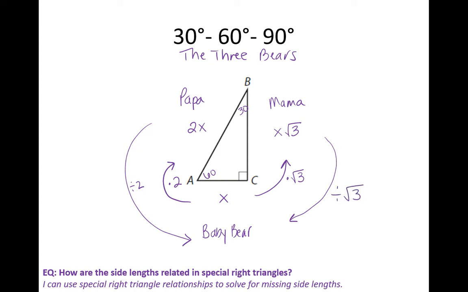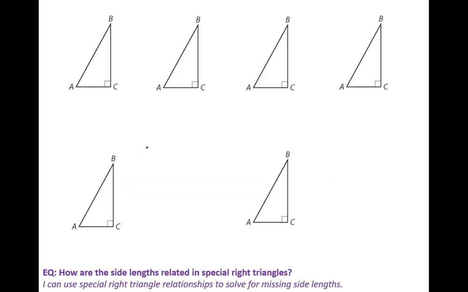All right, so let's give it a couple of practice questions here. And again, all of these we are assuming are 30, 60, 90 triangles. I'm going to really quickly throw in 30 degrees just to clarify that these are all 30, 60, 90 triangles. Okay, so here we go.